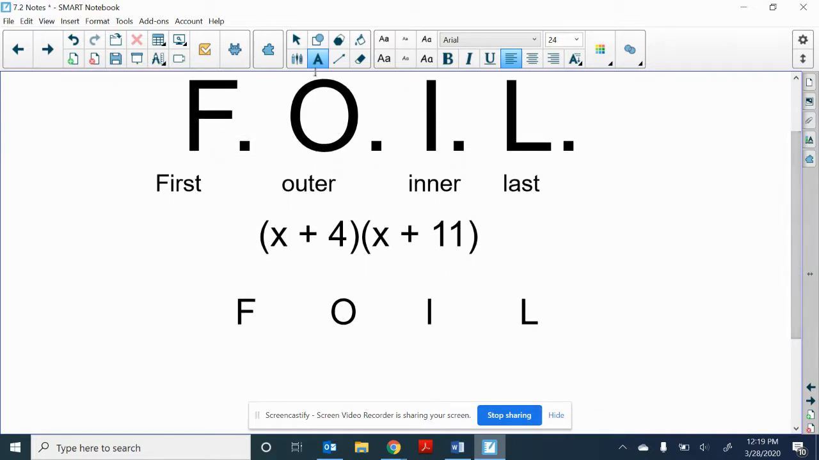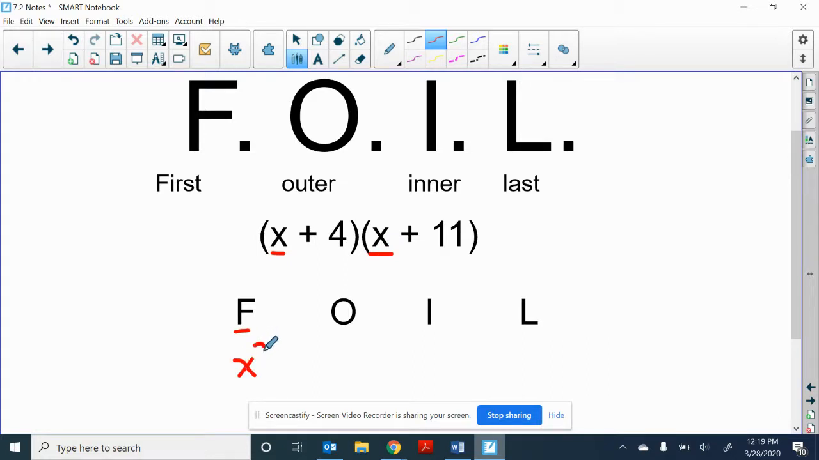All right. So if I wanted to multiply x plus 4 times x plus 11, the first thing I'm going to do is multiply the two first terms, x and x. X times x is not 2x, it's x squared. Okay. Then I'm going to multiply the outer terms. What are the outer terms? The x and the 11. So I've done x times x, and now I'm going to do x times 11. X times 11 is plus 11x.